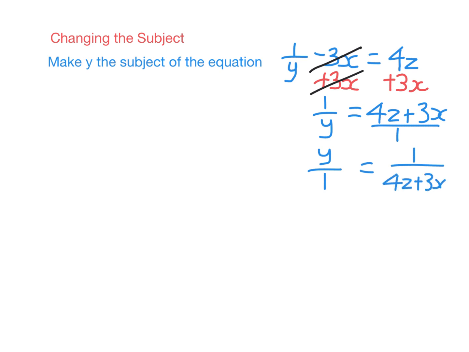Of course, I don't really need to write the over 1 here, so I'm just going to rub that out, and I'm left with y equals 1 over 4z plus 3x. Now I have an equation where y is the subject, so I've completed the question.